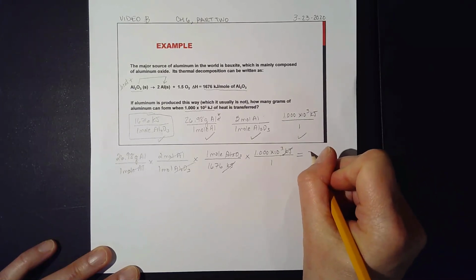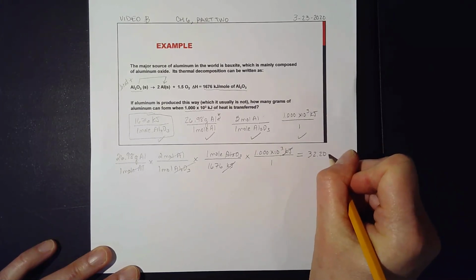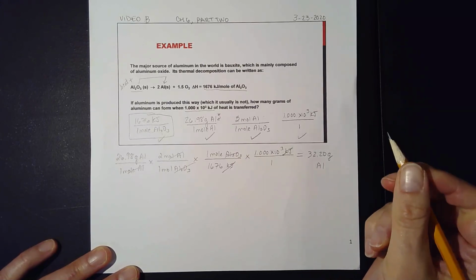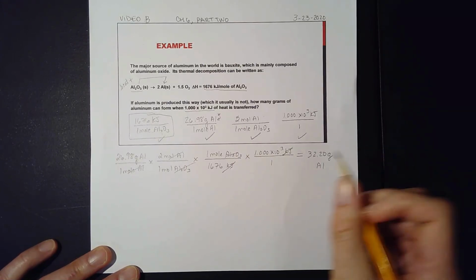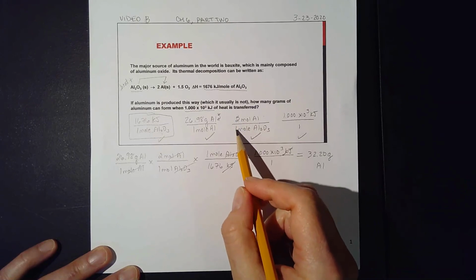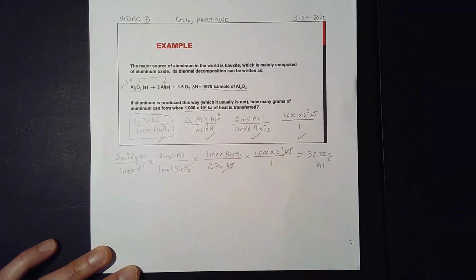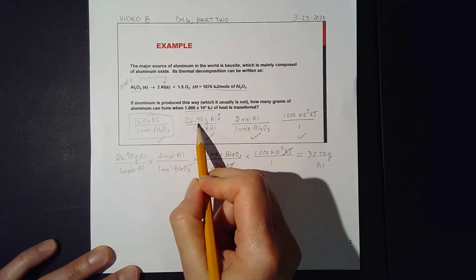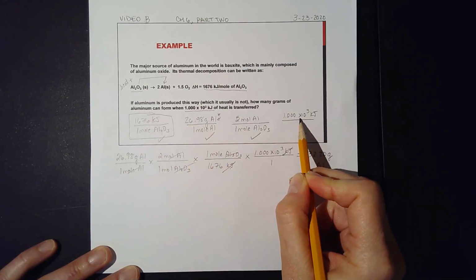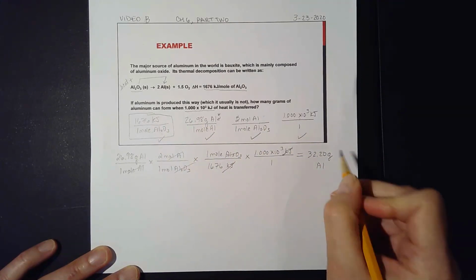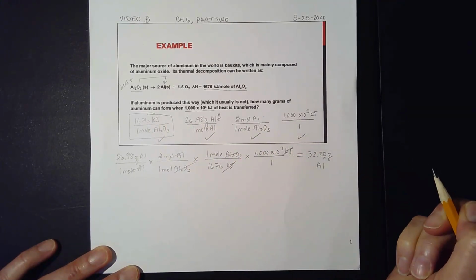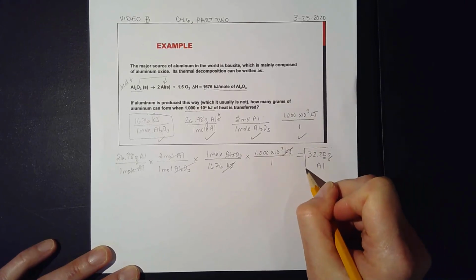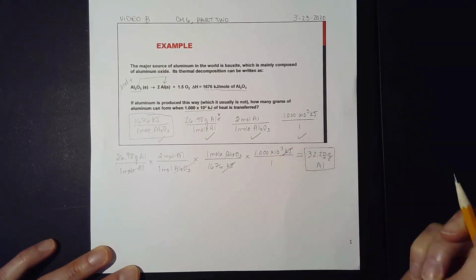This gives me 32.20 grams of aluminum. Now if we go back and look at our significant figures, these numbers that are coefficients are exact numbers. They don't limit our significant figures. Here I have 4, here I have 4, here I have 4, so I'm going to have 4 in my answer. So I need to keep that 0 on the end. And that is the final answer.